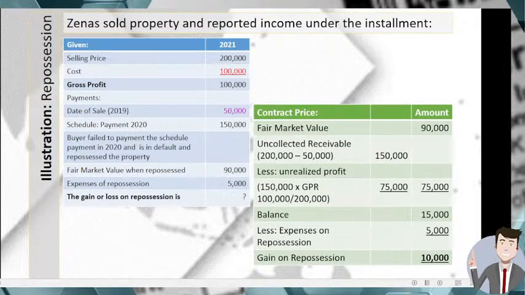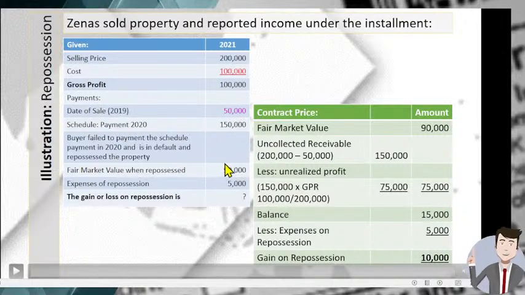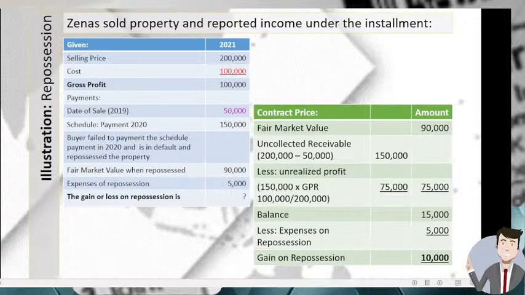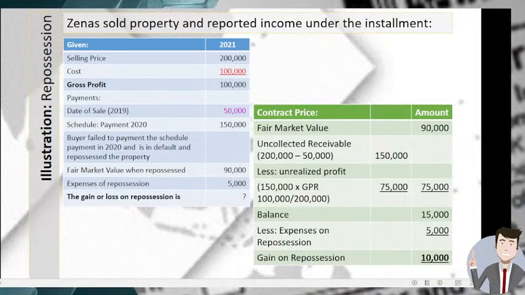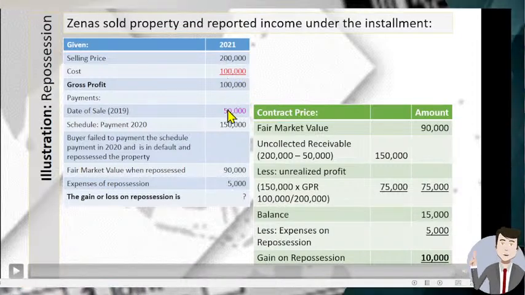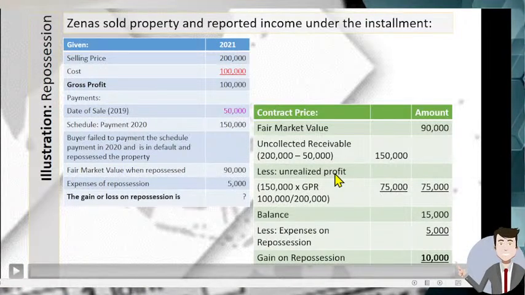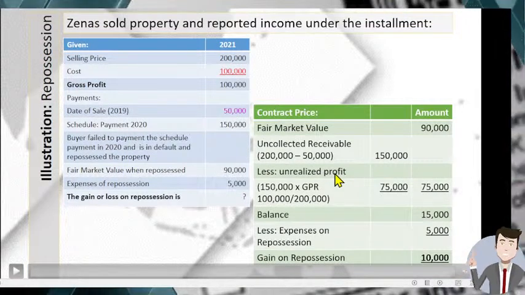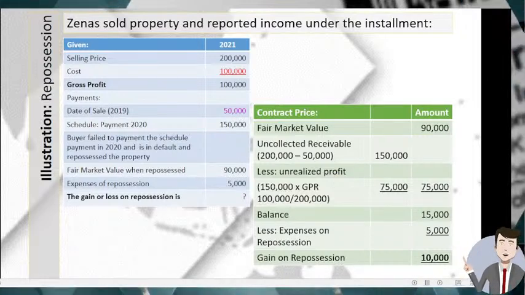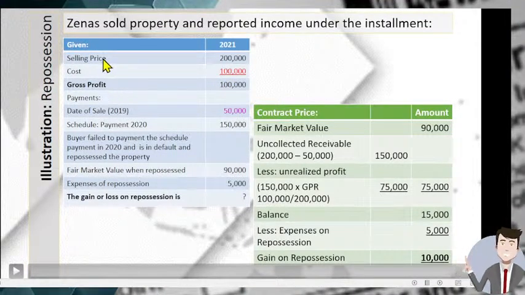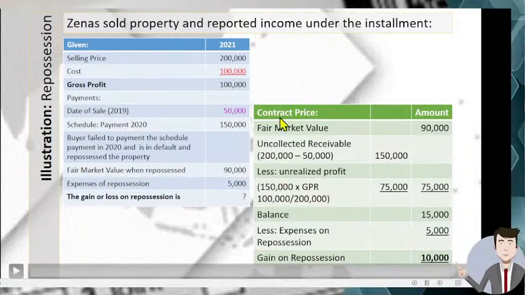First, let's identify the fair market value. That's 90,000, given. Then we compare it to the uncollected receivable, the amount that the seller should receive if the buyer is not in default. So that is 200,000 less the amount paid of 50,000, which gives us 150,000. Okay? Then less the unrealized profit. How do we compute the unrealized profit? Simply identify the GPR, or the gross profit rate. The gross profit rate is computed as 100,000 gross profit divided by the selling price of 200,000. So the GPR is 50%.